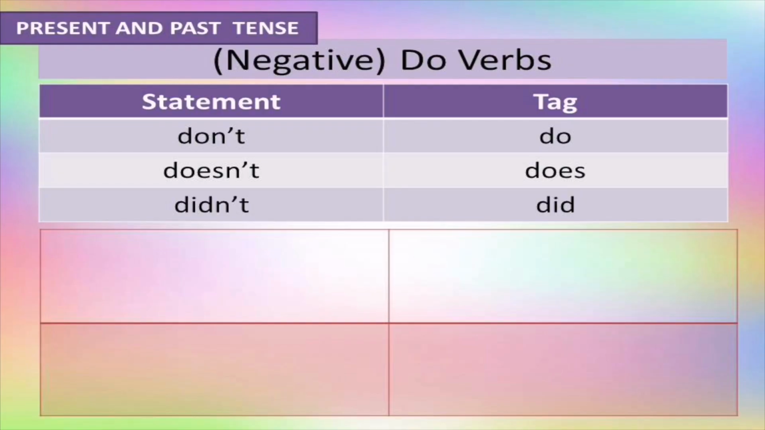For this section, I'll be focusing on the negative ones. Okay, what are the negative ones? Don't, do, doesn't, does, didn't, did. Okay, let's look. Set 1.